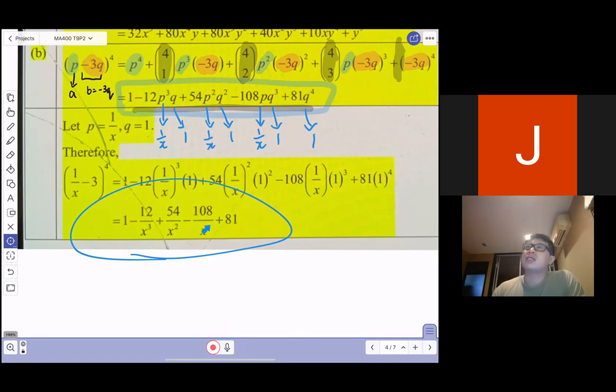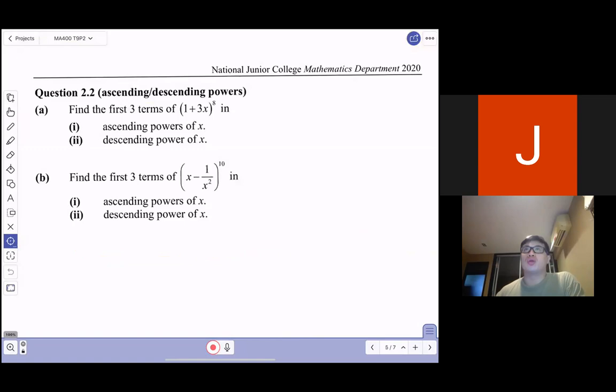1 over x, that's why you can see x here. 1, that's why you can see a 1. Okay? So that is for replacement of a variable in the binomial expansion. Okay, so next one I'll go to is question 2.2.